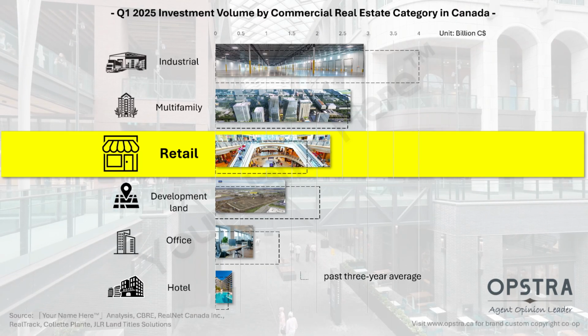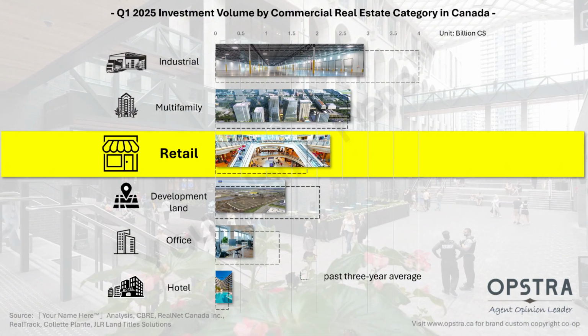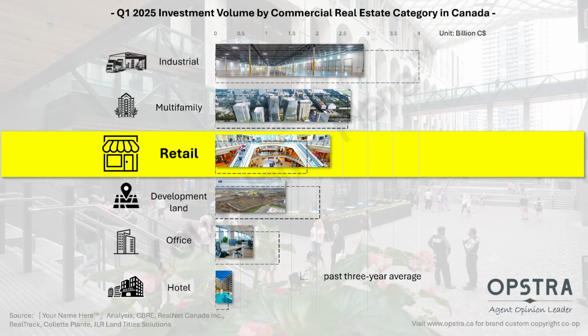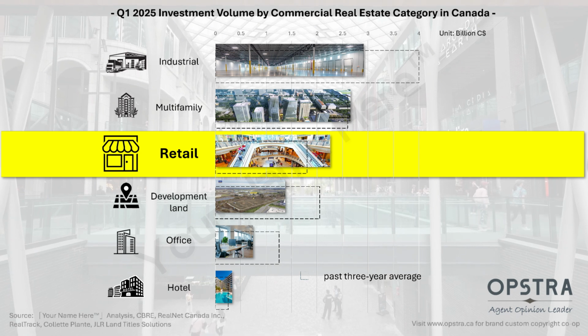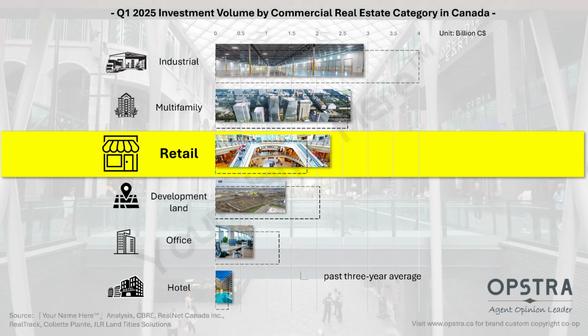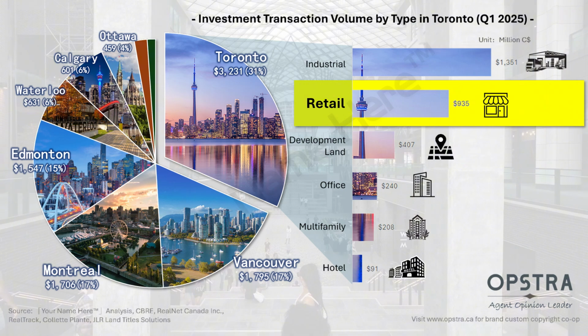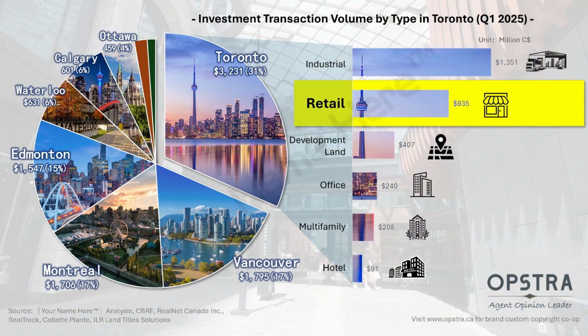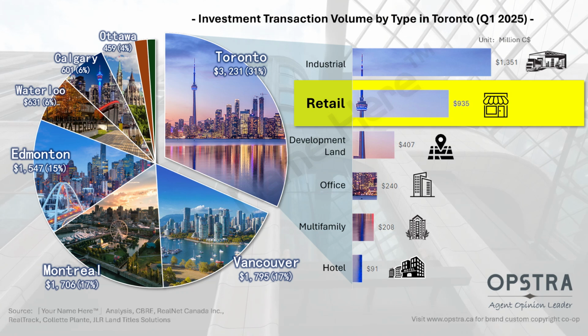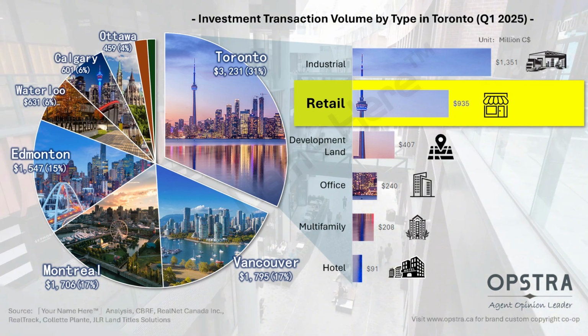Looking at investment volumes across different types of commercial real estate, CBRE data shows that in the first quarter of 2025, retail store investment in Canada ranked in the middle among all categories, but recorded a significant increase compared with the historical average. In the Greater Toronto Area, retail store investment transaction volume in the first quarter of 2025 ranked second among all categories, behind only industrial and warehouse properties.